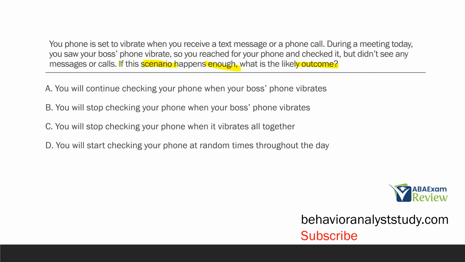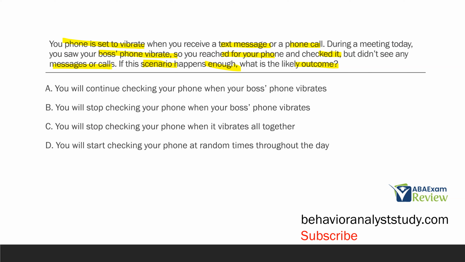So let's evaluate the scenario. Phone is set to vibrate when you get a message or a call. During the meeting today, your boss's phone vibrated, so you reached for your phone and checked it, but you didn't see any messages or calls. So what is happening here? Typically, when your phone vibrates, you check it to get a text message or phone call. Today, your boss's phone vibrated, so you checked your phone anyway. Now, obviously, since your phone didn't vibrate, you won't get a message or call. You're not getting the reinforcement for checking your phone.